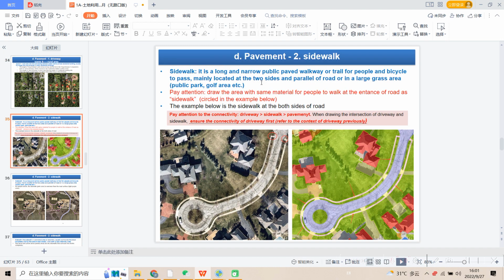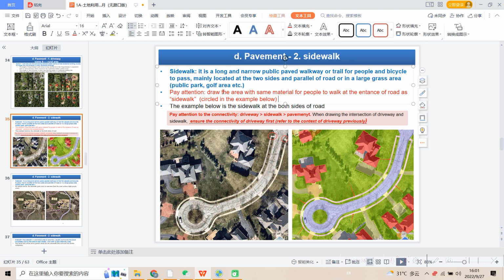A sidewalk is a long and narrow public paved walkway or trail for people and bicycles to pass, and is mainly located at both sides and parallel to the road, or in a large grass area, for example, in a public park or golf area. So guys, pay attention that we only need to draw the area with the same material for people to walk at the entrance of the road as sidewalk.